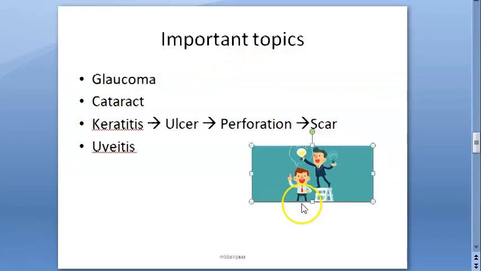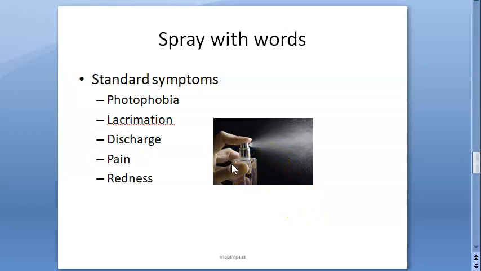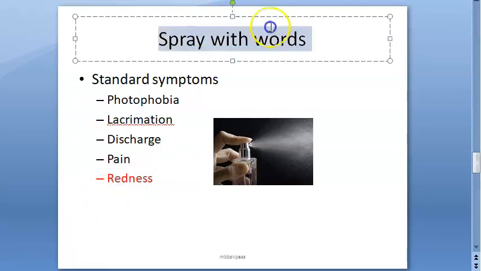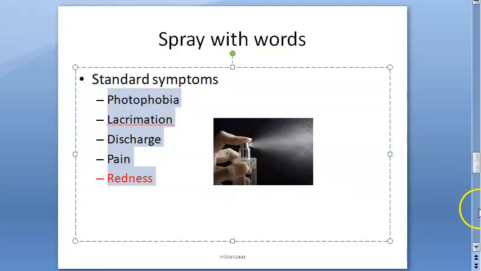Fine. Then, guys, you spray your answers with some words. Like standard words you will write for symptoms, right? Photophobia, lacrimation, discharge, pain, redness. Where isn't there redness? Almost all conditions have redness, isn't it? Except probably cataract and some primary open angle glaucoma. So you got it, guys? You have to use all these standard words everywhere, okay?